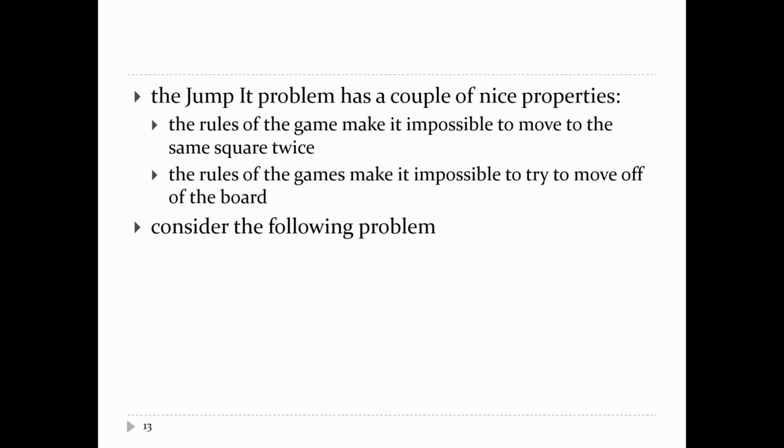Okay, so that particular problem I just showed you has some quote-unquote nice properties, which makes it relatively easy to solve. Number one, the rules of the game make it impossible to move to the same square twice. You cannot take a step of 0, and you can't go to the left. Similarly, it's impossible to move off the board, because I can only take 1 or 2 steps, I never fall off either end of the board. So if you change the problem up a little bit, then you end up with a much harder problem to solve.